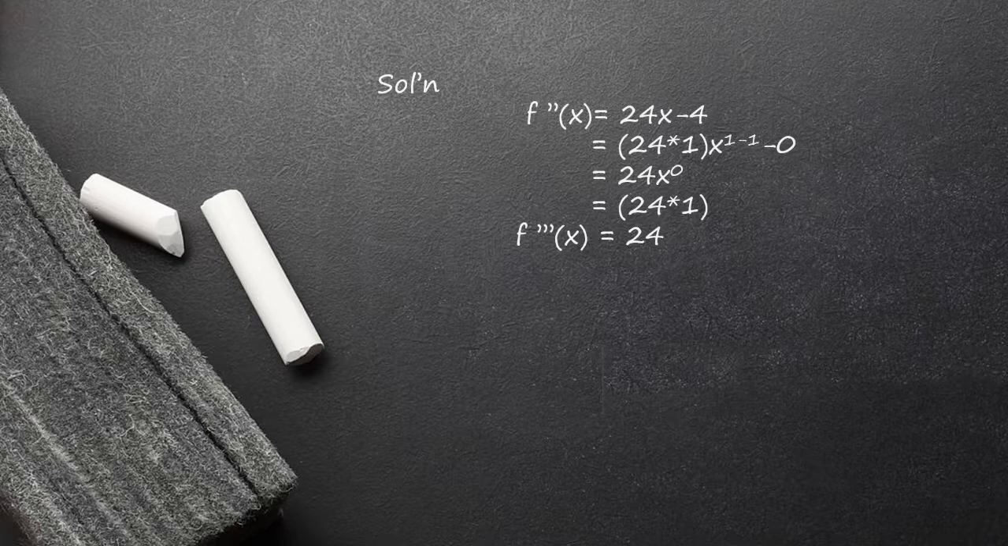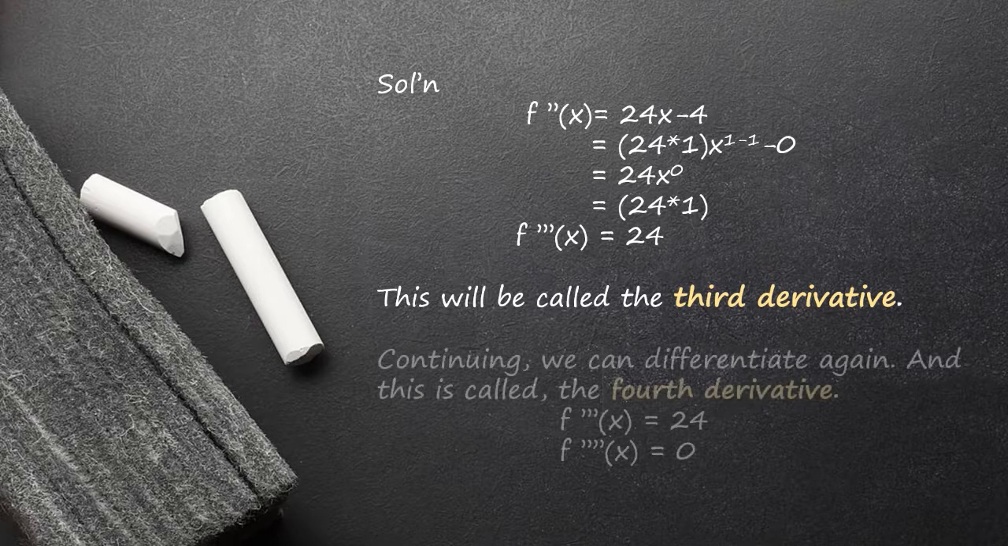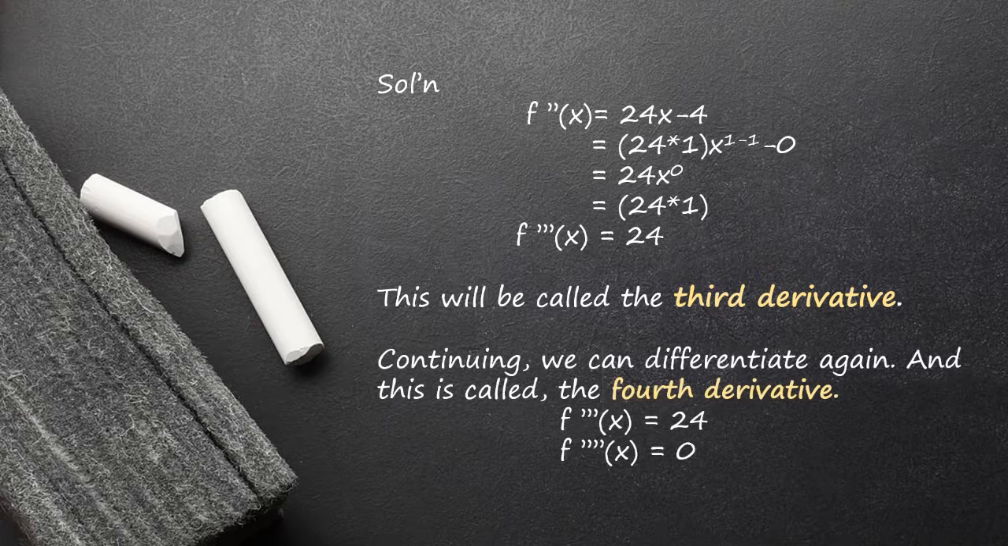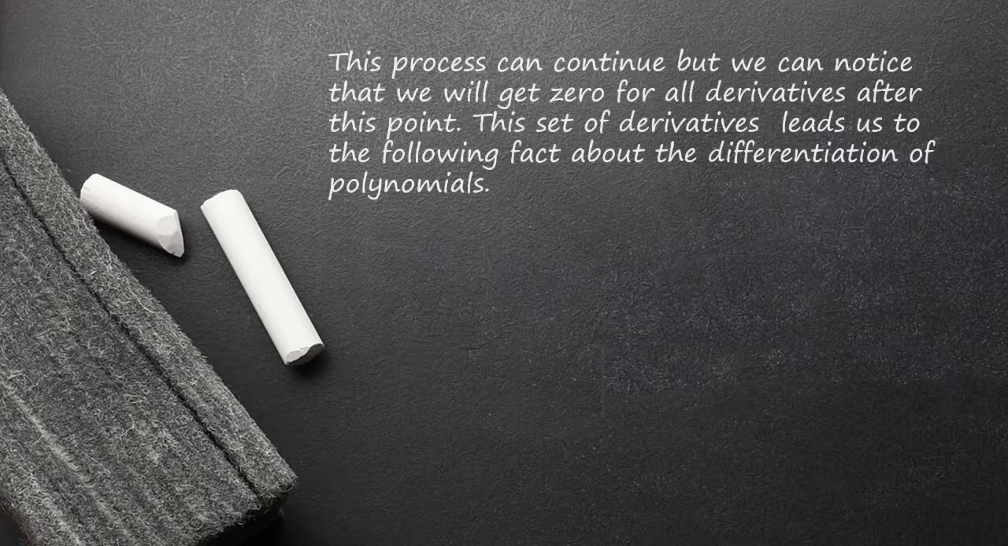Again, we will use the power rule and constant rule. 24 times 1, x raised to 1 minus 1, minus 0. So the answer is 24x raised to 0, simplified to 24. This will be called the third derivative. Continuing, we can differentiate it again, and this is called the fourth derivative. The fourth derivative of x is equal to 0. This process can continue, but we can notice that we will get 0 for all derivatives after this point.